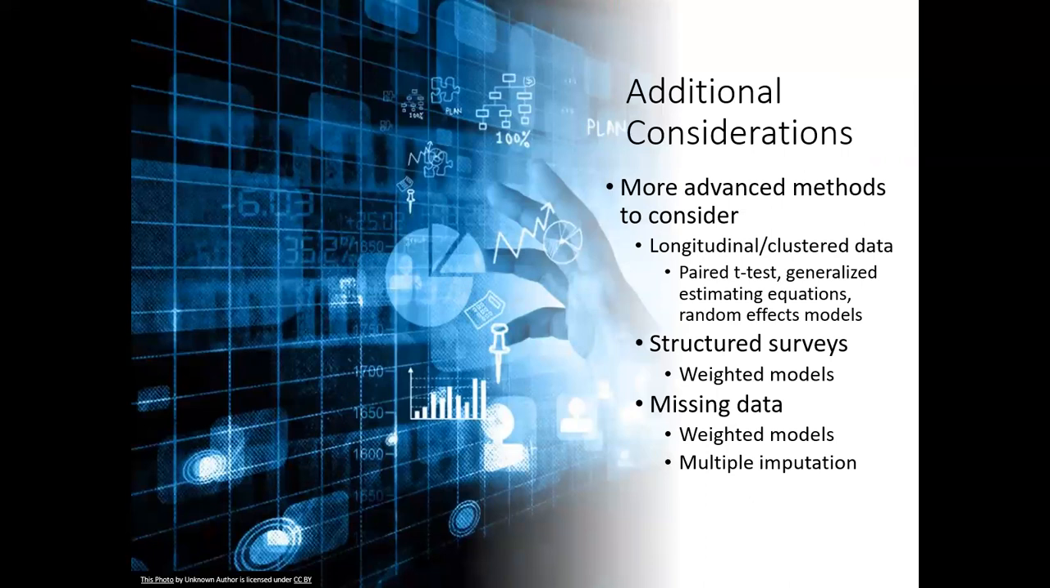Another thing to consider is if you have structured surveys, like the National Center for Health Statistics, when they do stratified sampling, you have to account for that with weights in your model. And then if you have missing data, you have to figure out what you're going to do about that. Maybe you'll do multiple imputation. Maybe you'll do weighted models. Even if you do nothing, you're making some assumptions about that missing data. So you have to think about that as well.